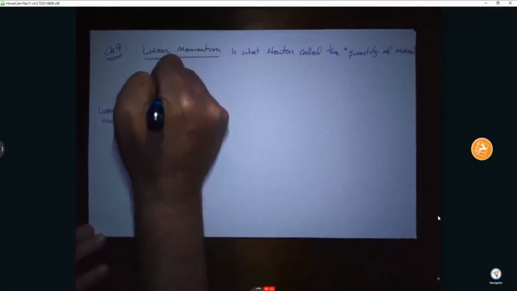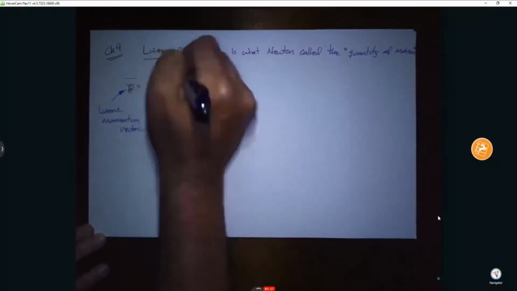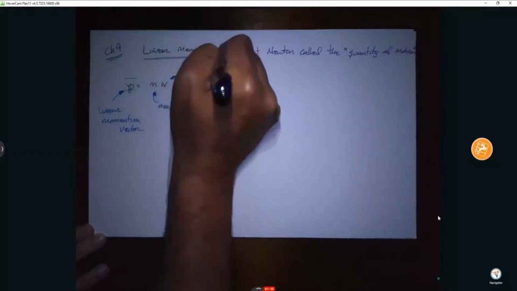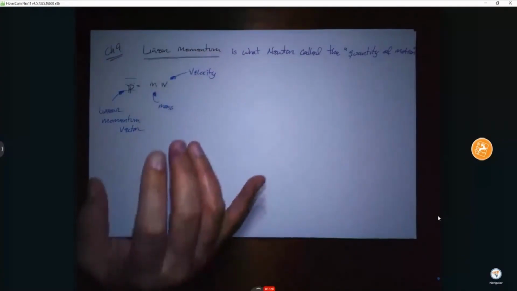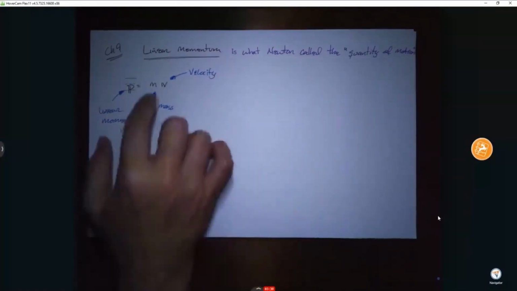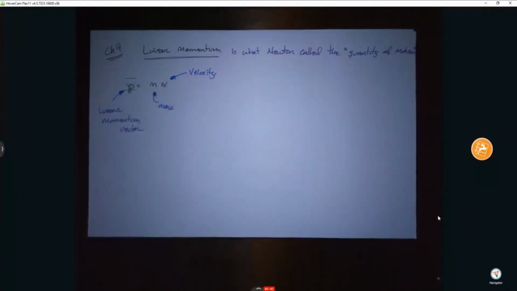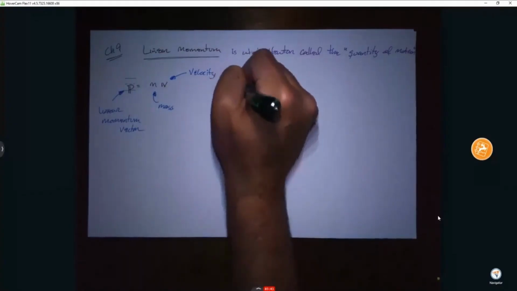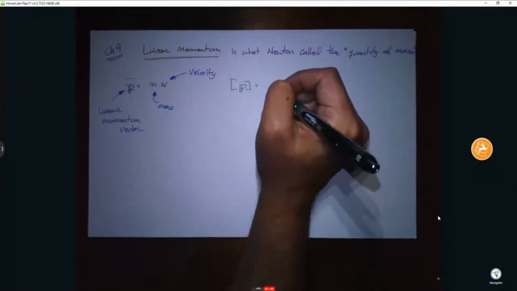This, of course, is the mass of the object, and v is the velocity of the object. And again, as I have stated before, since mass is not negative, the direction of the velocity is the direction of the linear momentum. So those will always be in the same direction. We go in and look at our SI units of momentum.